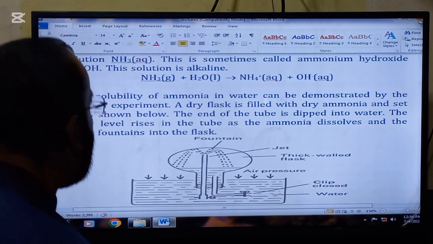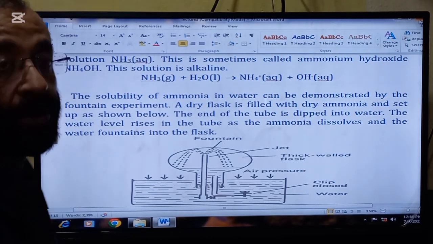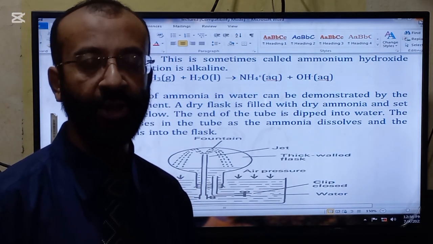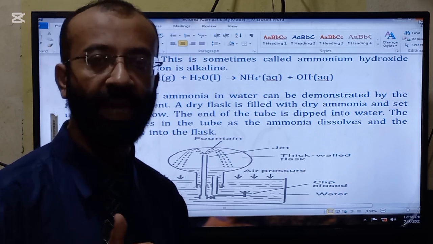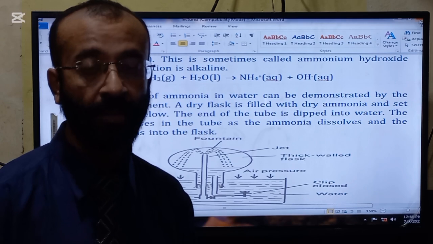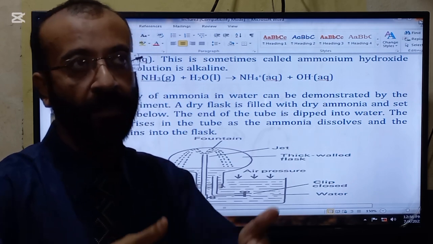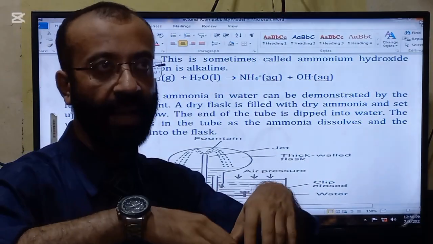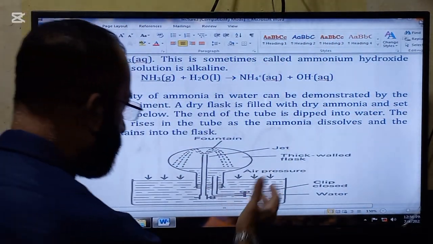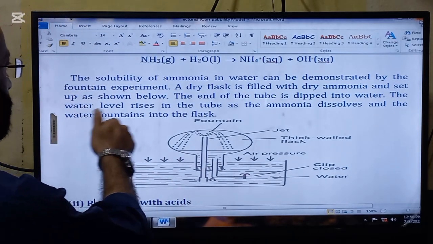The solubility of ammonia in water can be demonstrated by the fountain experiment. So this is another very important question. It comes in the paper as a short question, the fountain experiment, because ammonia gas is dissolved in water. When it is dissolved in water, the water is pushed into the tube and that makes a shower. So this is called the fountain experiment.